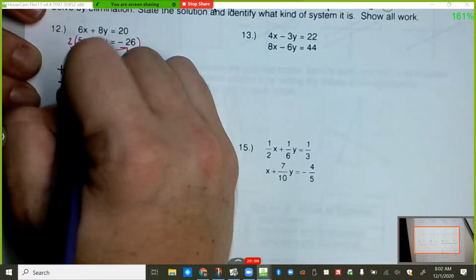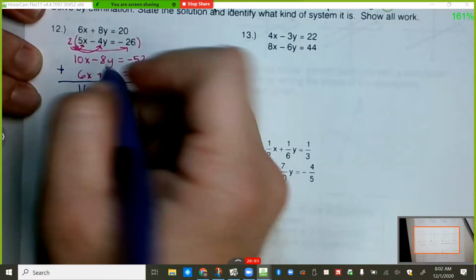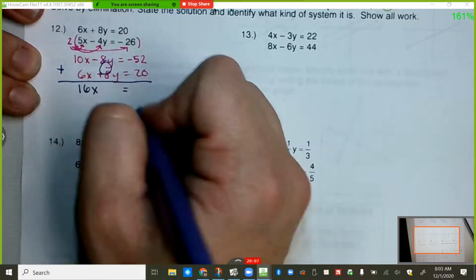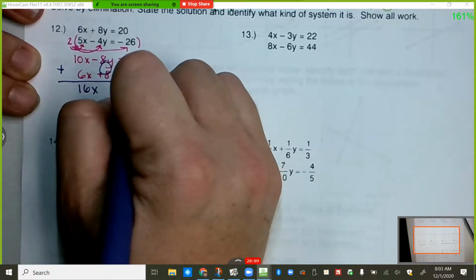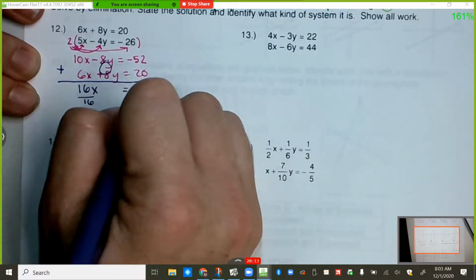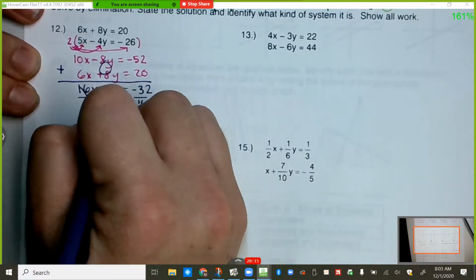10x plus 6x is 16x. Negative 8y plus 8y is 0. Negative 52 plus 20 is negative 32. Divide by 16, and I get x equals negative 2.